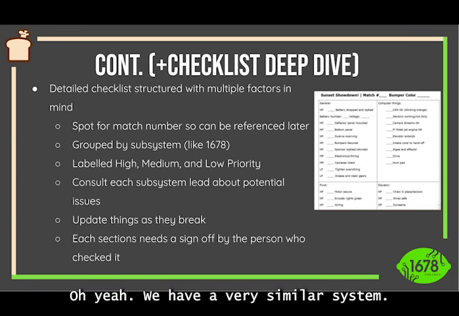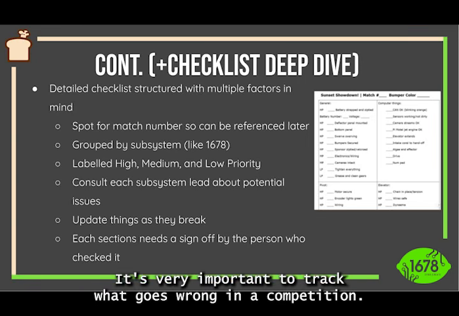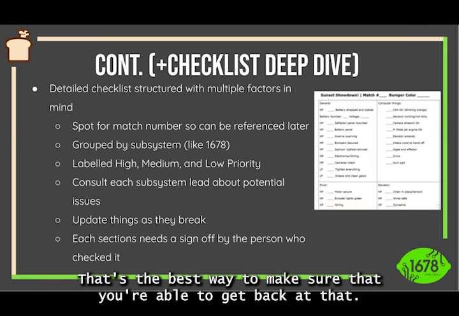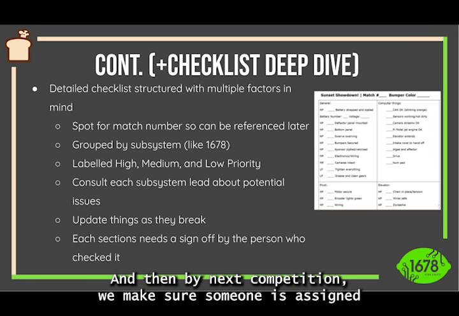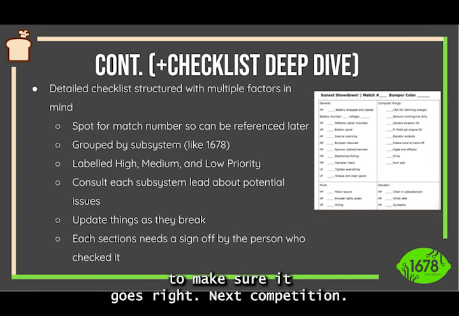Yeah, we have a very similar system. It's very important to track what goes wrong in the competition. That's the best way to make sure that you're able to get back at that as fast as you can, fix the issue, and move on. We call it fail faster. We make a list of everything that went wrong, and then by next competition, we make sure someone is assigned to make sure it goes right.